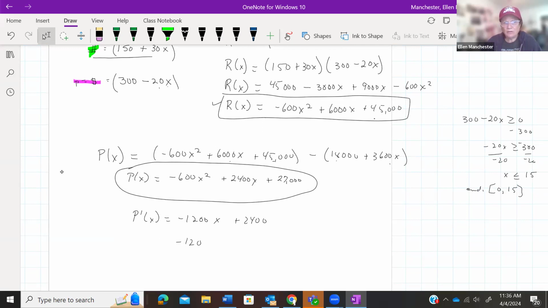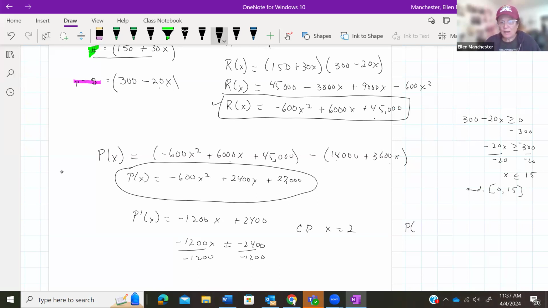Set that to 0. And divide. So my critical point is 2. Okay, now this is where it does make sense, because remember, X doesn't mean 2 TVs, it means 2 price changes. So don't let the low number throw you. It just means that's how many price changes I can make.